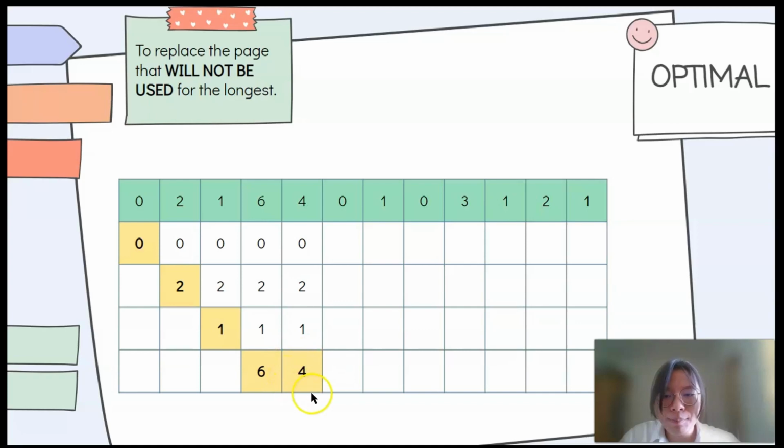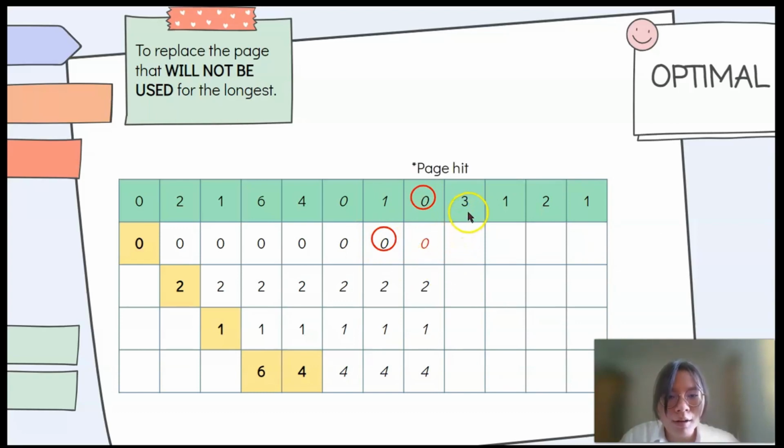So 4 will be a page fault. Next is 0. Looking further, there is a 0 right beside it only, so we just copy everything over, and this will become a page hit. A page hit means there isn't any page fault. Next is 1, also in this frame, so this is also a page hit. Next is 0, same as before, so this also becomes a page hit.